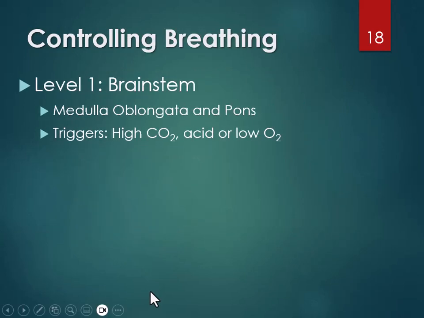All right, so how to control your breathing. You cannot hold your breath and die. You can't hold it long enough. You can hold your breath long enough to pass out. At that point, your brainstem, medulla oblongata and pons, will kick in and trigger normal breathing. It will also, if you are in acidosis or low oxygen levels, make you breathe faster. So if you go up on a high altitude mountain where the oxygen concentration is lower, that could trigger an increase in your breathing rate.